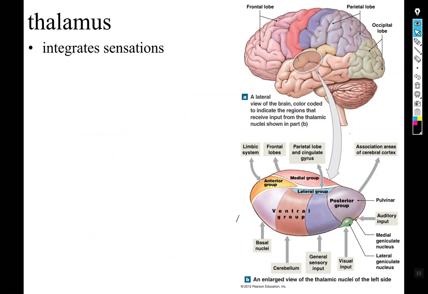So for that, we say that its function is integrates sensations. And also, this is a really good function for you to state for it if you are asked on the lab practical. Why? Well, it's short and sweet and true. That's perfect. So integrate sensations is a great one for that.